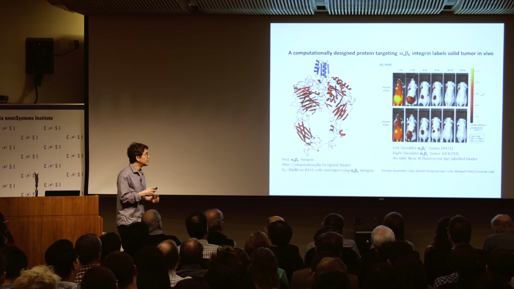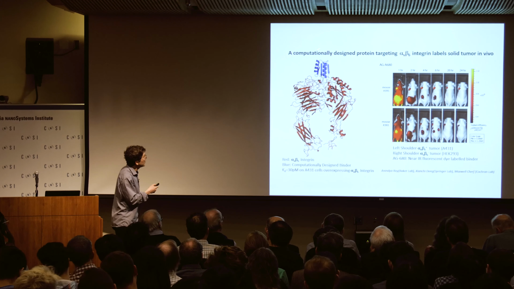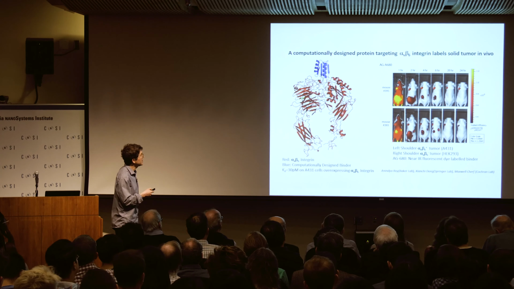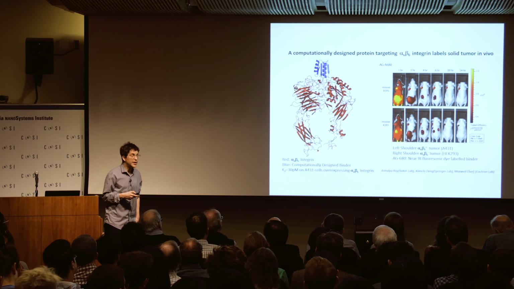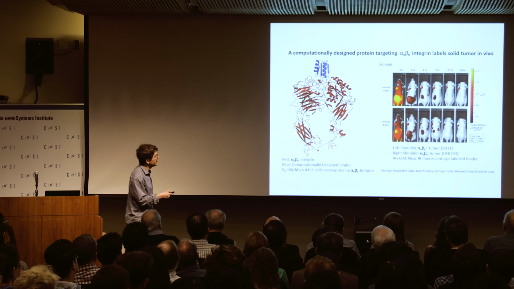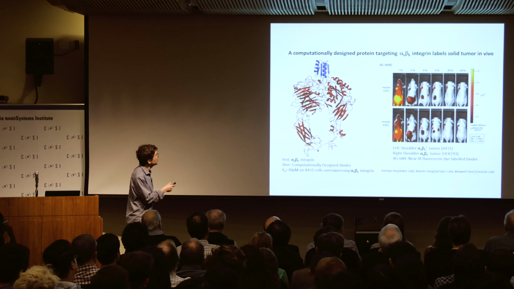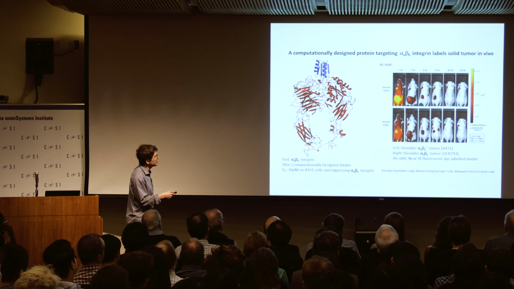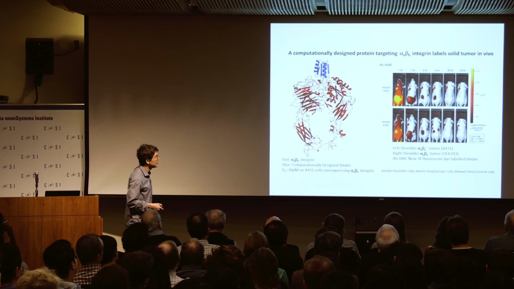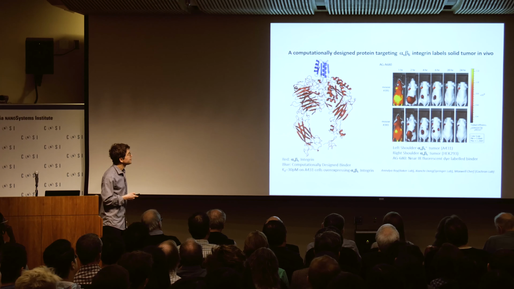We can also design proteins against human targets, and this is a small designed protein against the alpha V beta 6 integrin, which is upregulated on many tumors. Here you see a mouse that has two tumors, one that's alpha V beta 6 positive and one that's not. This was actually done in Jennifer Cochran's lab at Stanford. When we add this protein labeled, you can see it goes straight to the tumor and just stays there, and it only goes to the alpha V beta 6 tumor. So we're excited now about being able to target a drug specifically to the tumor.